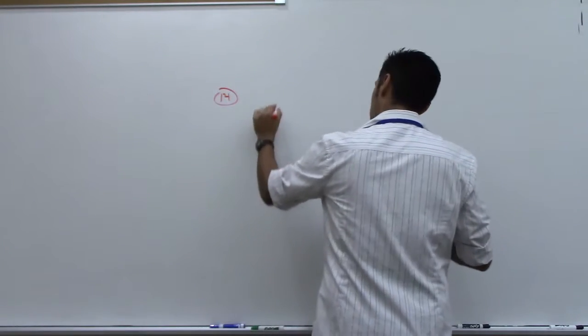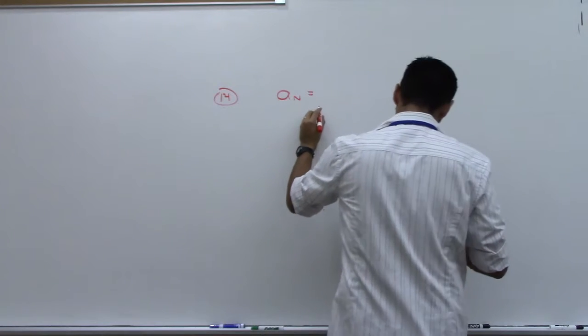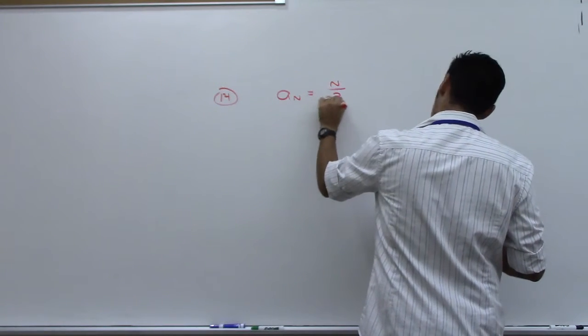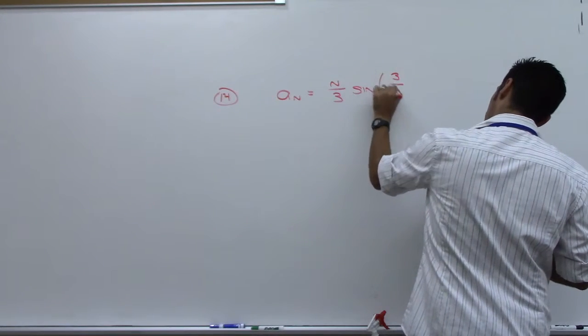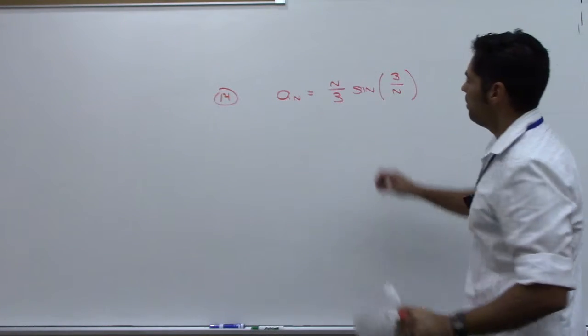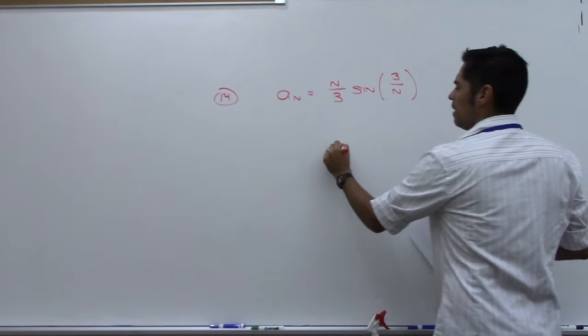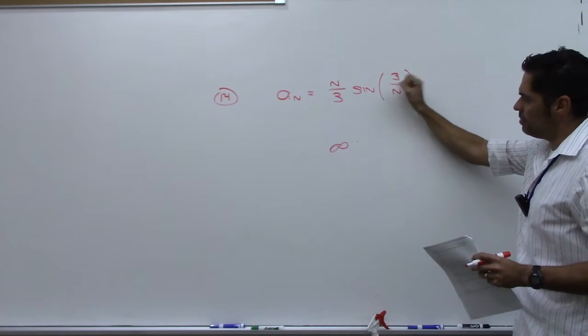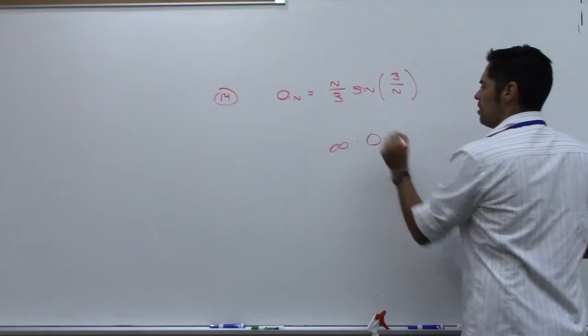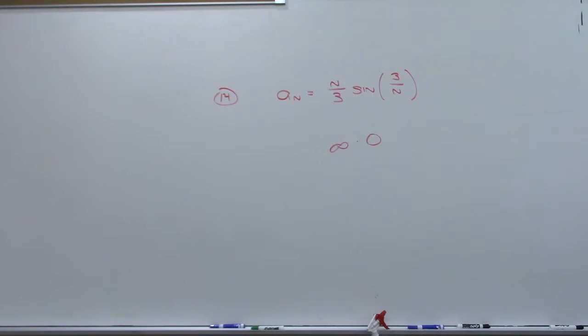you're asked to find what this sequence is doing: n over 3 sine 3 over n. So as n goes to infinity, this gets huge, it becomes infinite times, and then 3 over big number becomes small, it's 0, sine of 0, 0. So you get 0 times infinity. That's an indeterminate form. That's a bad situation.